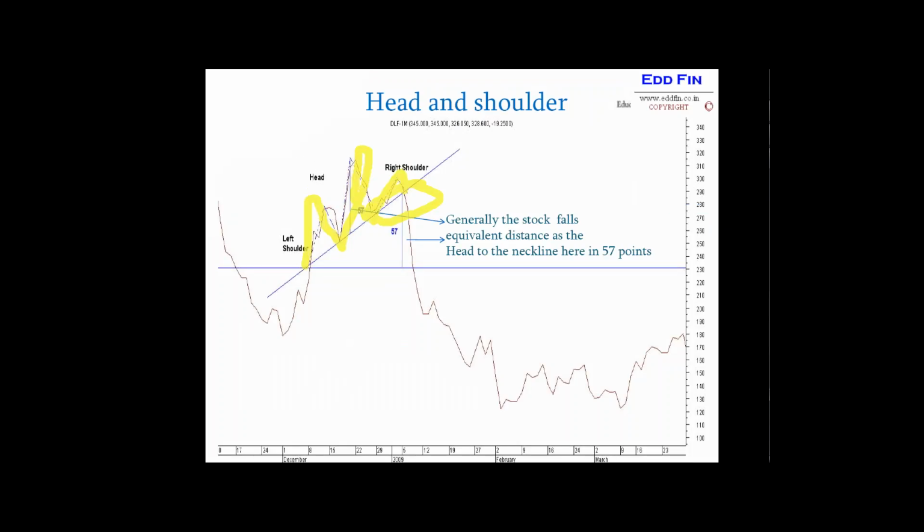As you can see, the distance between the neckline and the head is exactly the distance between the neckline and the target of this stock.